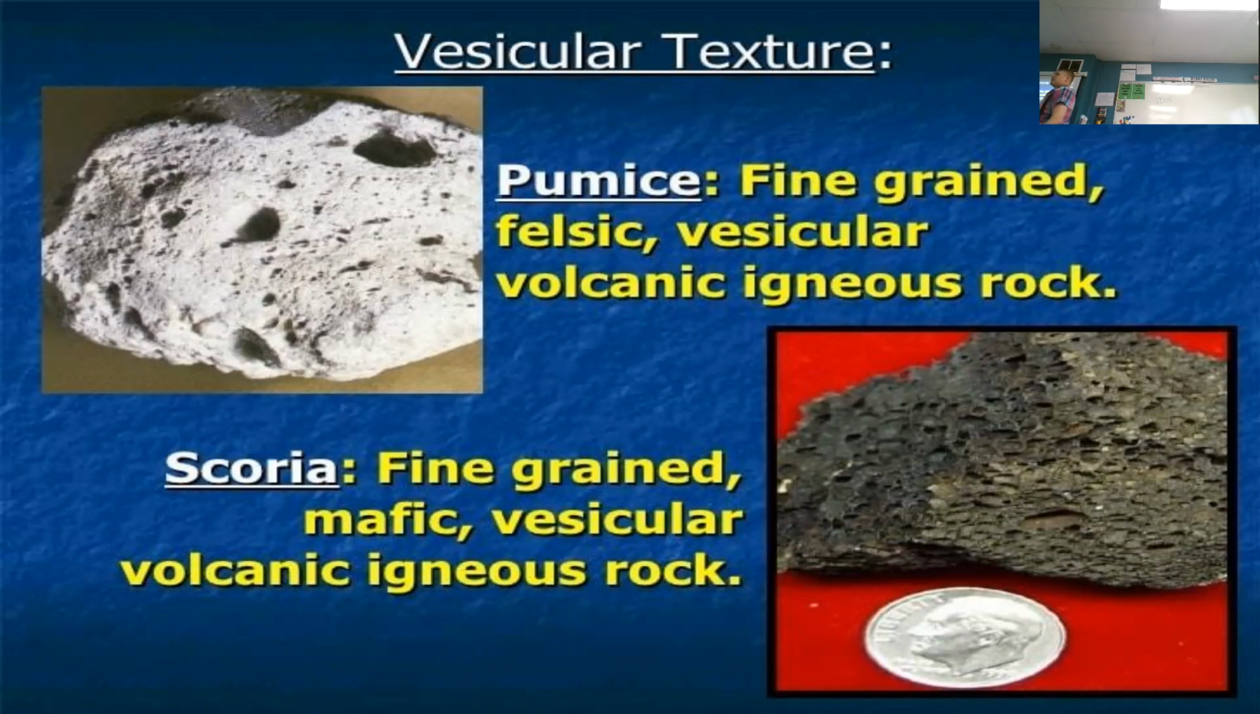It's not really brittle, but it breaks easily with any type of knife. Be careful if you ever try to cut pumice because it's still pretty hard. So pumice is fine grained. It's felsic. It's a vesicular volcanic igneous rock.